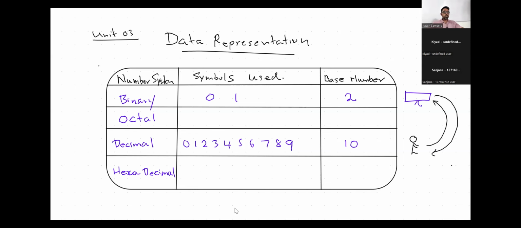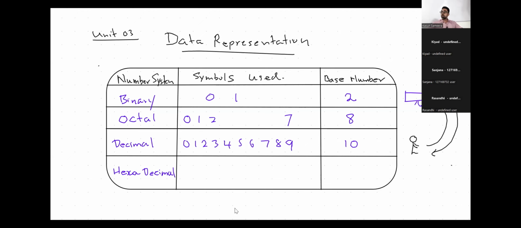The octal number system uses 8 symbols, a total of 8 symbols. Then it should start from 0, and the last number should be 7. What's the reason? Because there should be a total of 8 symbols. In order to make it 8 symbols, we must finish at 7. Then what are the other symbols? 1, 2, 3, 4, 5, 6.